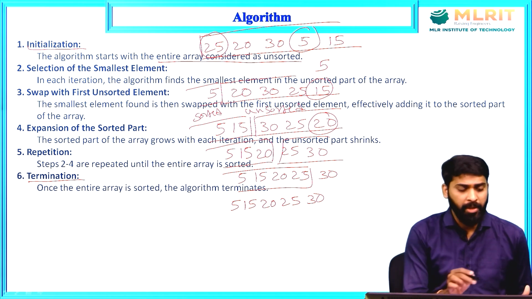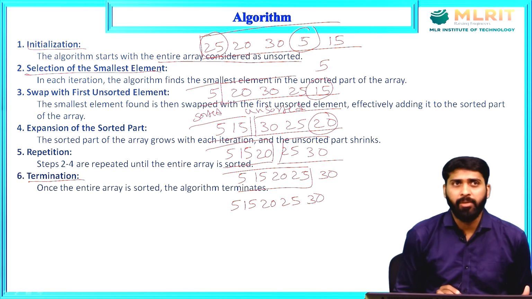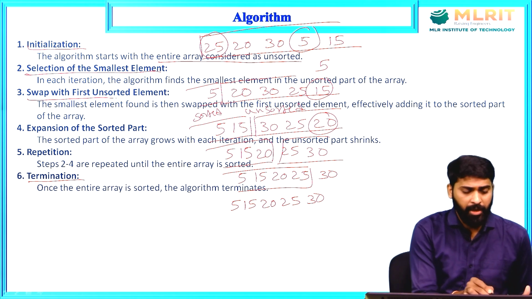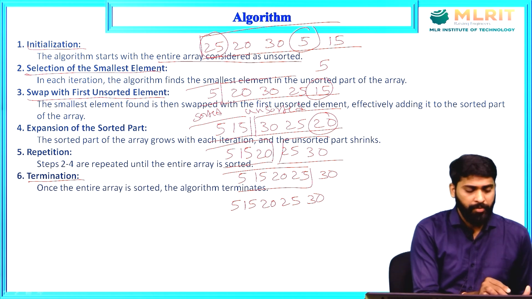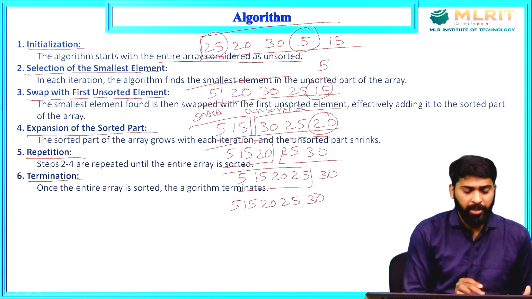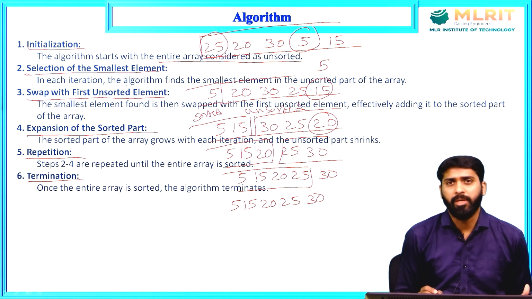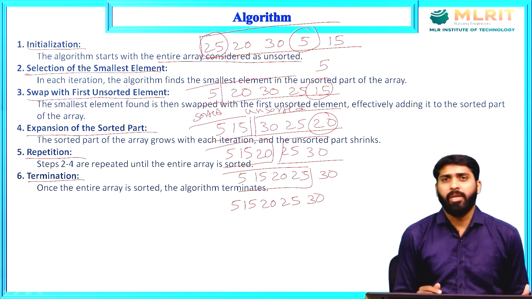So this is the selection sort algorithm. What is the first step? Initialization. Second step, selection of the smallest element. Third step, swap with the first unsorted element. Fourth step, expansion of the sorted part. Fifth step, repetition of steps 2 to 4. Once the entire array is sorted, the algorithm terminates. So this is the selection sort algorithm.